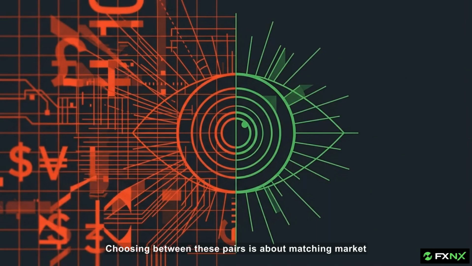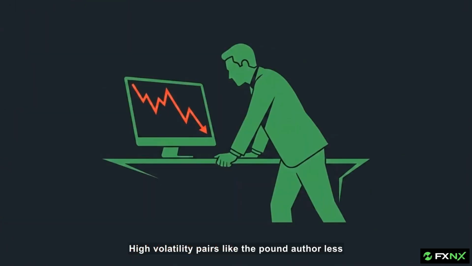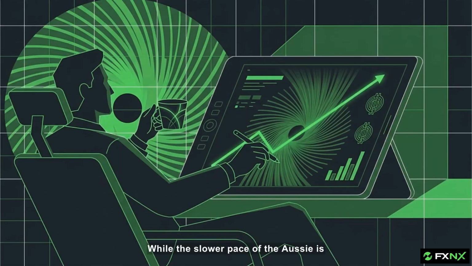Choosing between these pairs is about matching market velocity to your own reaction time. High volatility pairs like the pound offer less time to adjust, while the slower pace of the Aussie is better suited for traders who prefer a more calculated, trend-following approach.